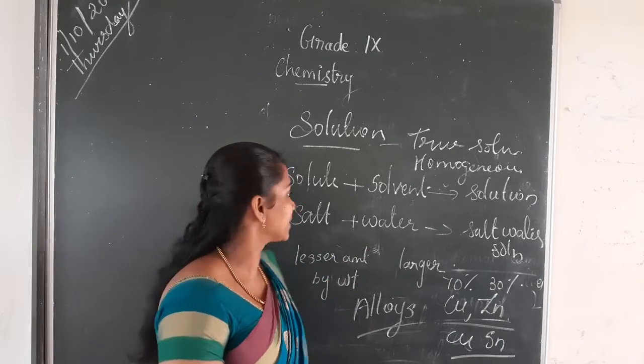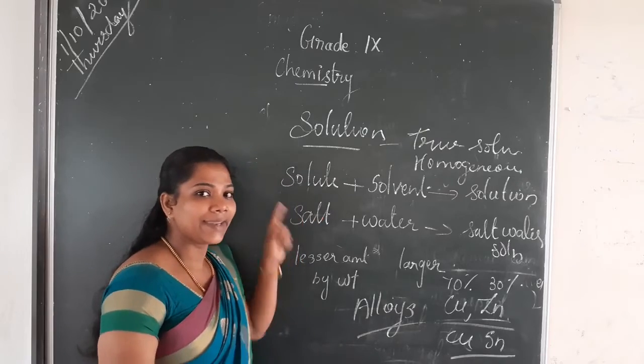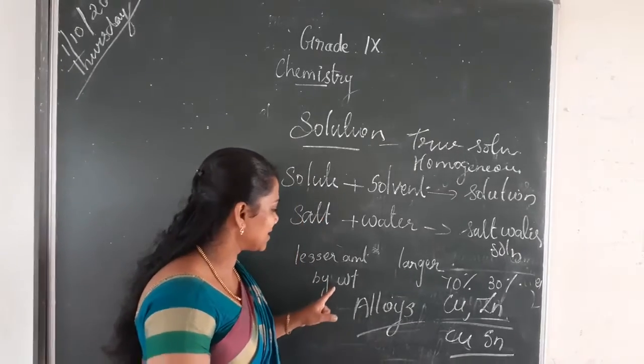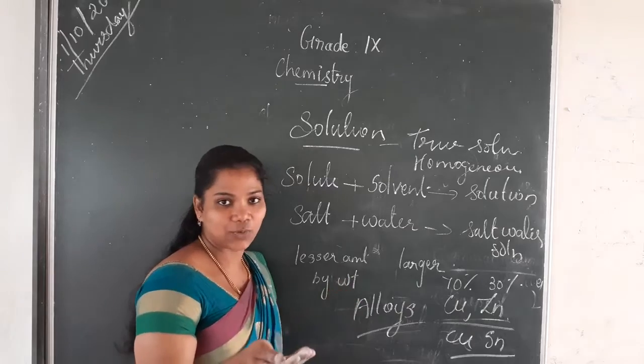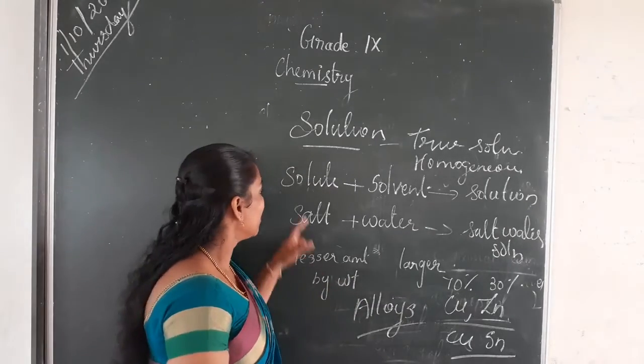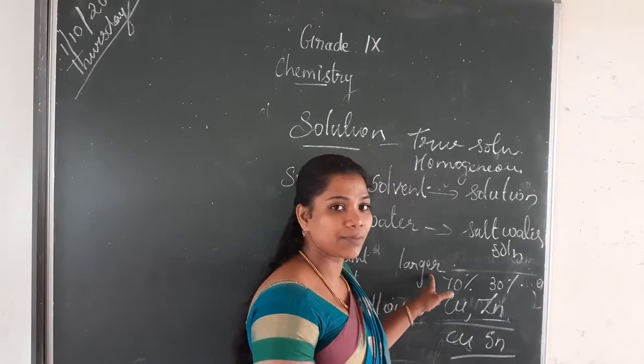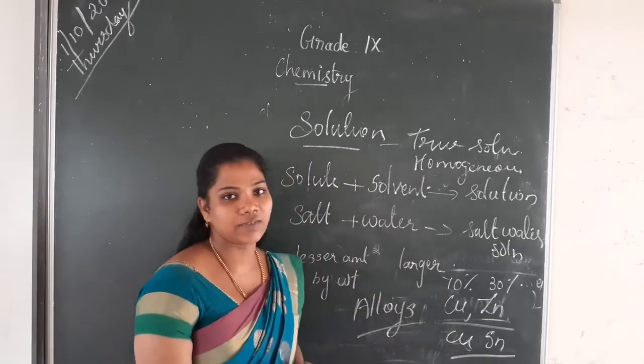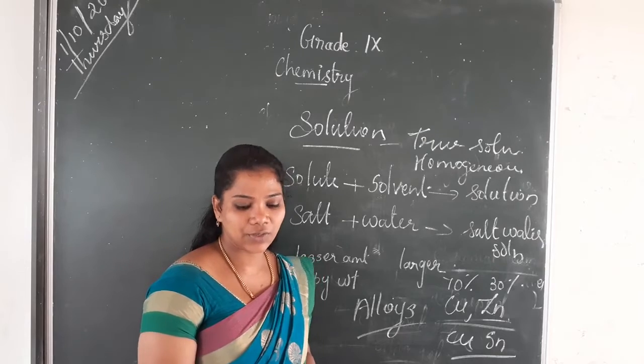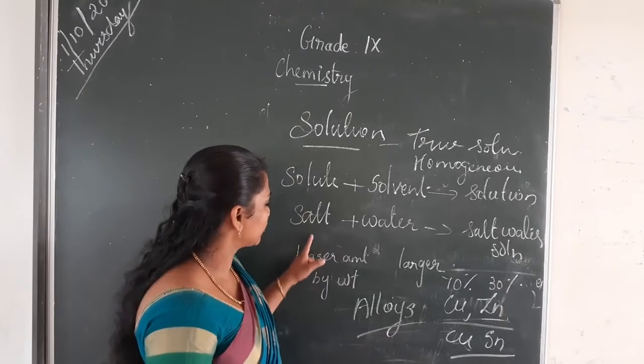So how do you define the solute? Any substance in the solution that is present in lesser amount by weight, by quantity, by concentration, we call the solute. The higher percentage, the larger concentration by weight, is called the solvent. So have you understood what solute and solvent are?